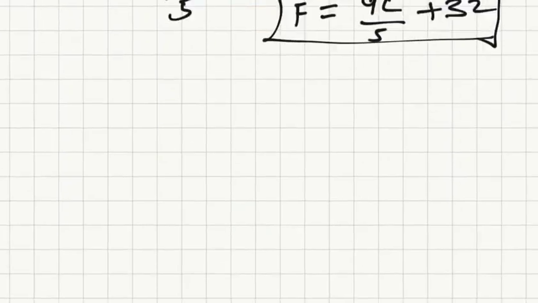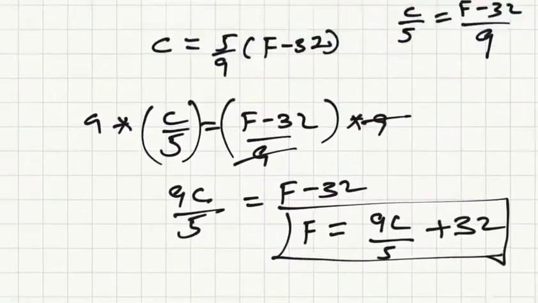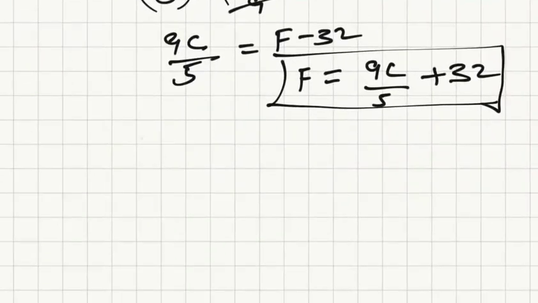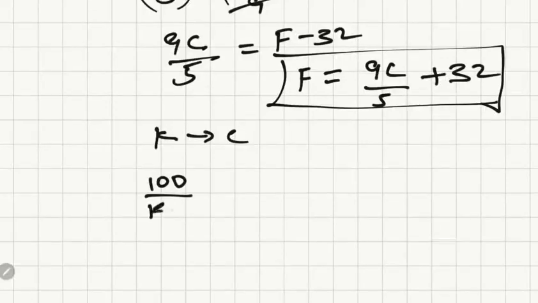Okay, now what else? Let's find the relationship for the Kelvin reading. So how do you relate Kelvin to Celsius first? You have the number of divisions on Kelvin, 100, over the Kelvin reading minus 273, is equal to the number of divisions in Celsius.